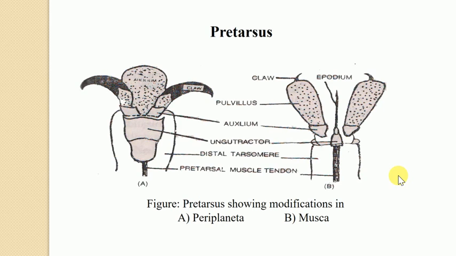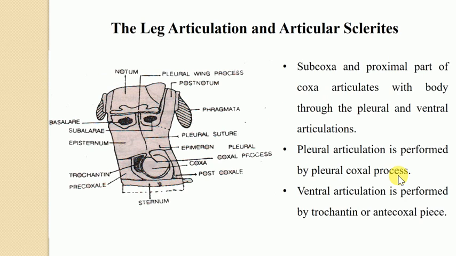Then the next point is the leg articulation and the articular sclerites. The subcoxa, or the proximal part of the coxa, articulates with the body through a pleural and a ventral articulation. So this is the pleural region and this one is the ventral articulation. This articulation is provided where the leg is articulated into the thoracic region. The pleural articulation is performed by the pleural coxal process. So here you can see the pleural coxal process. This pleural coxal process is responsible for the pleural articulation.